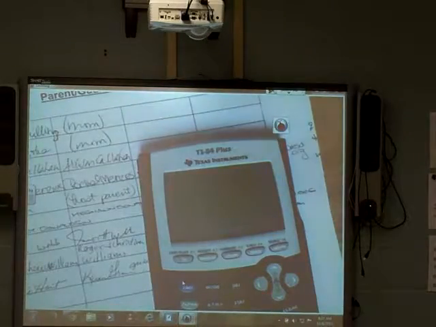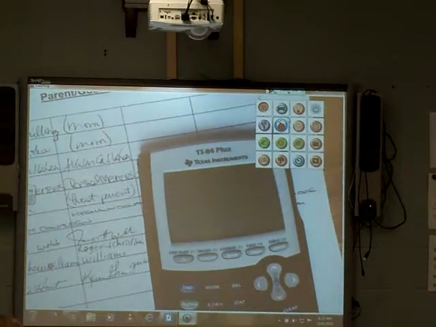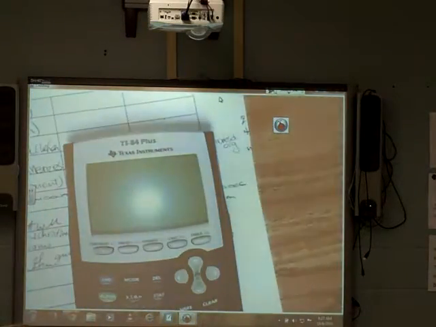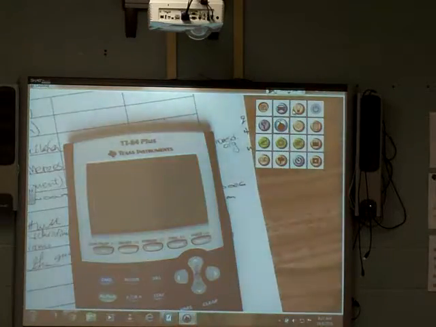Let's see here if we can get the. Yeah, I got a nice glare in the middle of it. Let's see what happens if I turn the lamp off. Can't see it. So you want the glare or you want the. Guess we'll go with the glare.